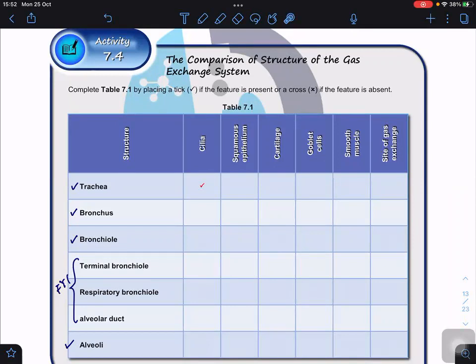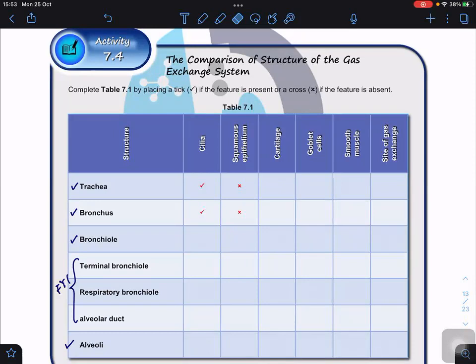Okay, so trachea and also bronchus, both of them are the same. From where can we get the cilia in the trachea and also bronchus? Both of them appear on this pseudo-stratified ciliated columnar epithelium. Because trachea and bronchus have no gas exchange, we won't have the squamous epithelium. No squamous epithelium because there's no gas exchange, so we don't need a very thin epithelium there. In fact, we need a thick one to maintain the structure.